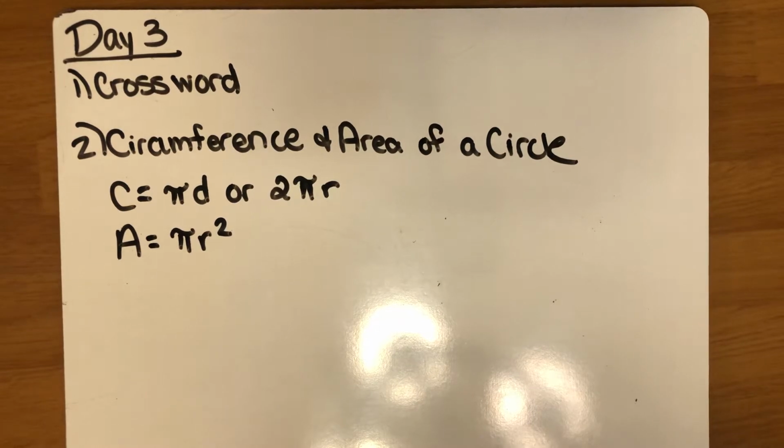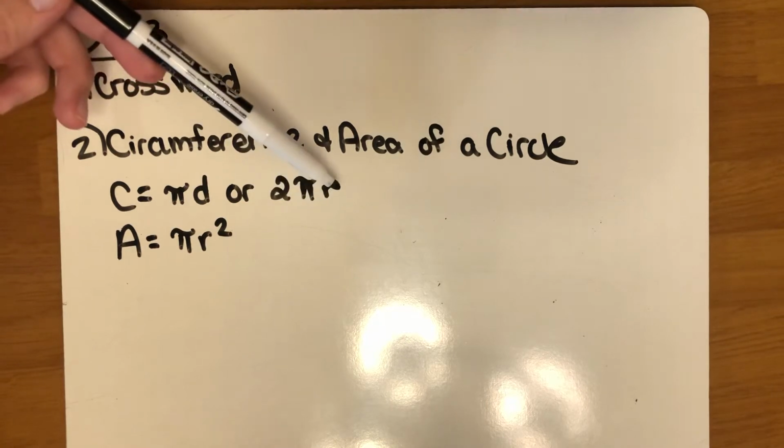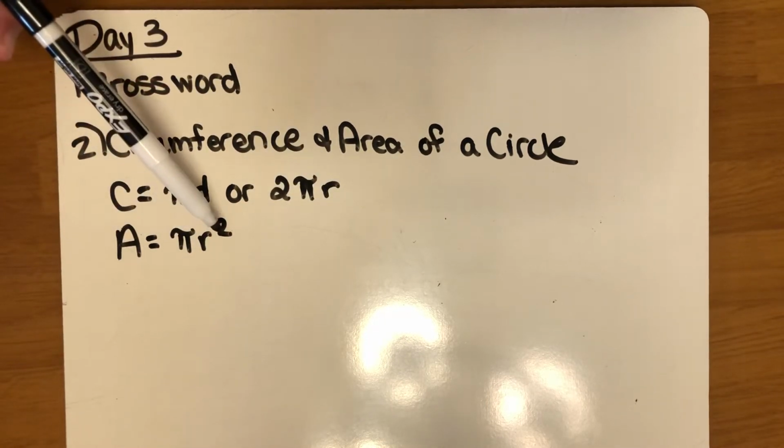On the second side, for the circumference and area of a circle, we're looking at 2 formulas. The first one is the circumference, which is pi times the diameter, or 2 times pi times the radius. The second one is pi times the radius squared.